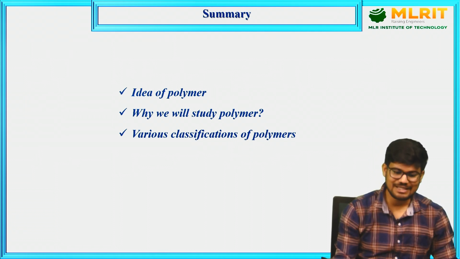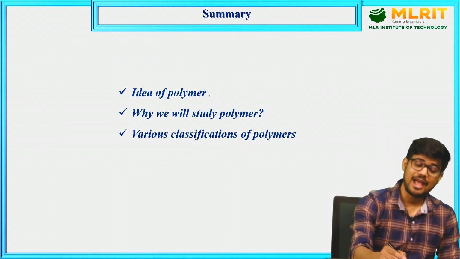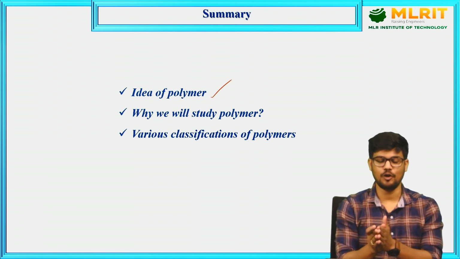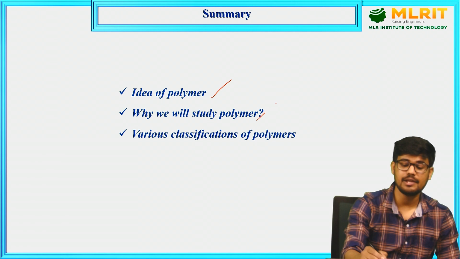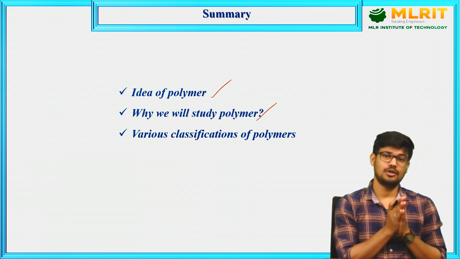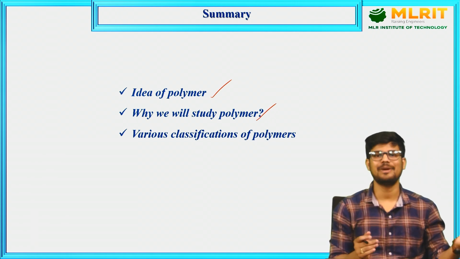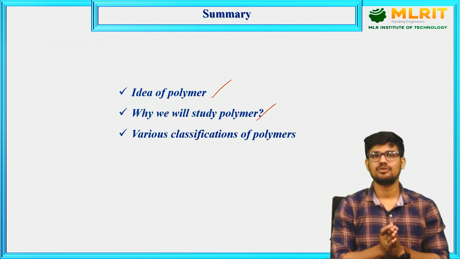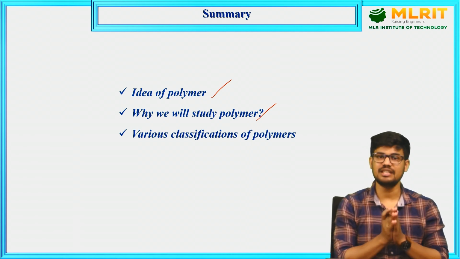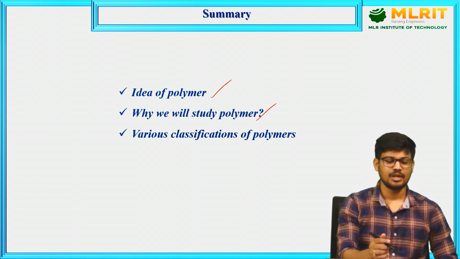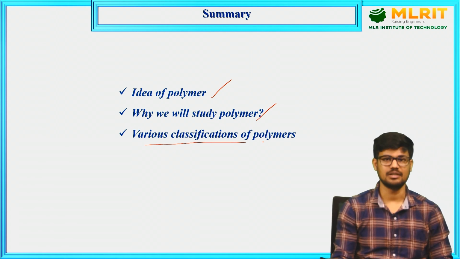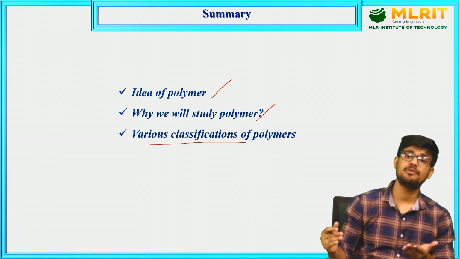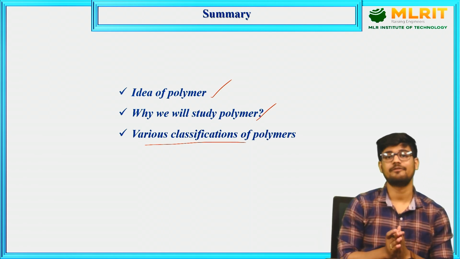In this lecture, what we have learned: we got the idea of polymers, how we call something a polymer. Then why we study polymers: there are a lot of good characteristics and properties over metals, so we can use polymers in various applications and fields. That is why, as engineers, each and every student should learn polymers. Then we learned various types of classification, based on source or origin, molecular forces, and various polymerization techniques. Based on all those things, we have classified polymers.